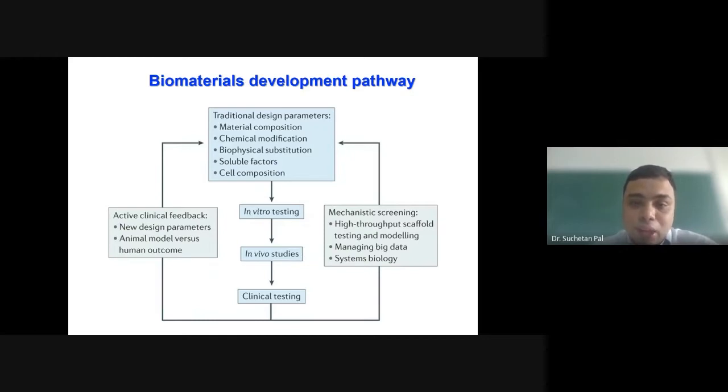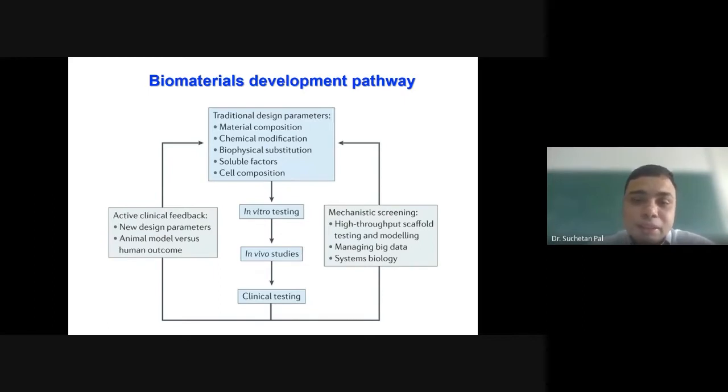Okay, and then you have to have something like biophysical substitution, soluble factors. If it is used for short-term application, then you have to have some soluble factor so that this material degrades very rapidly in your body after doing the job, right? And also cell composition, how the cells are going on the material, that you have to do. All these design parameters are very, very diverse, and depending on the use of the material in your body, you modify these different things. And then after you are satisfied with your design, you go for in vitro testing.